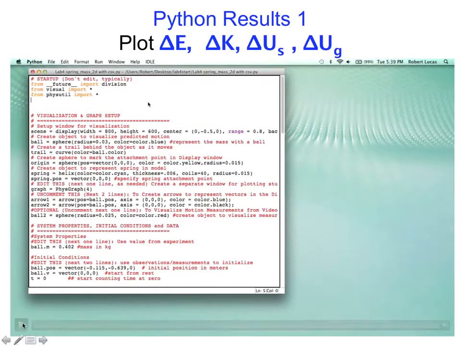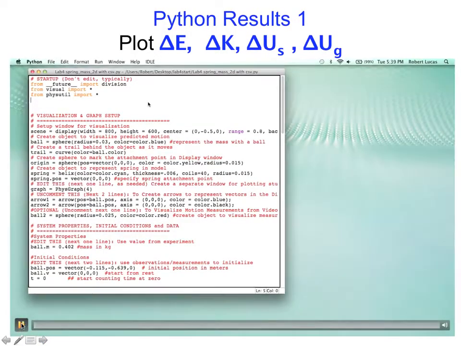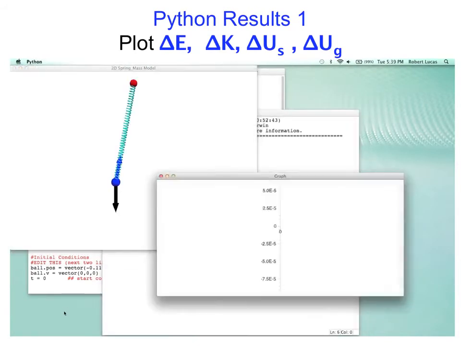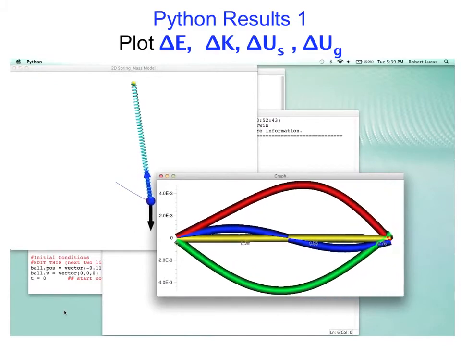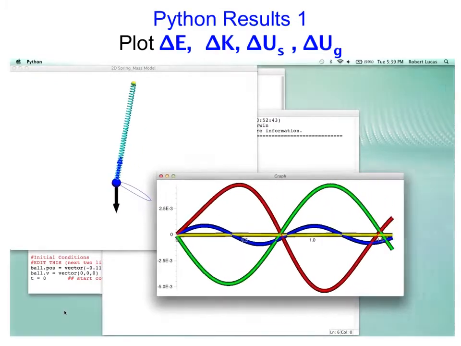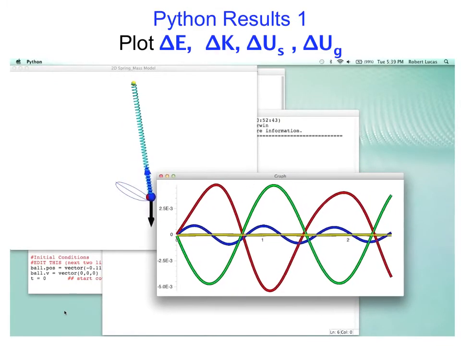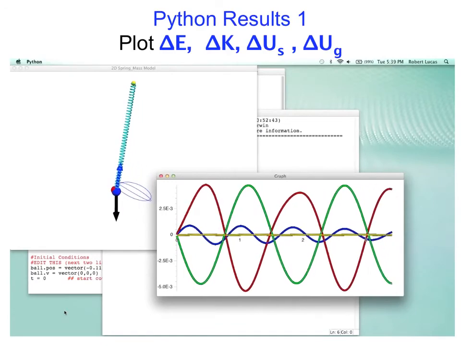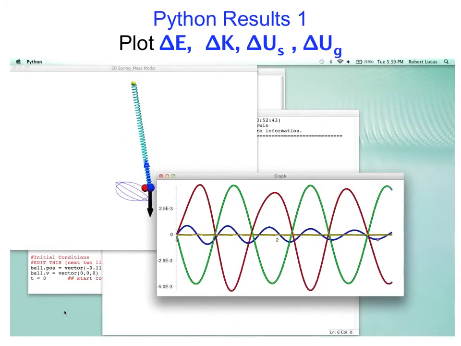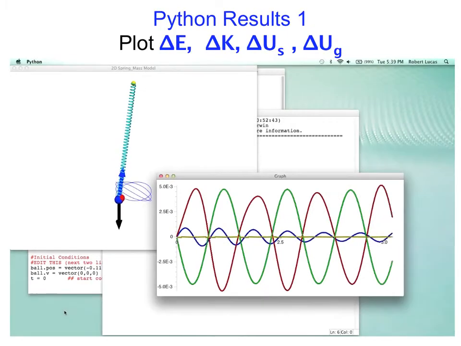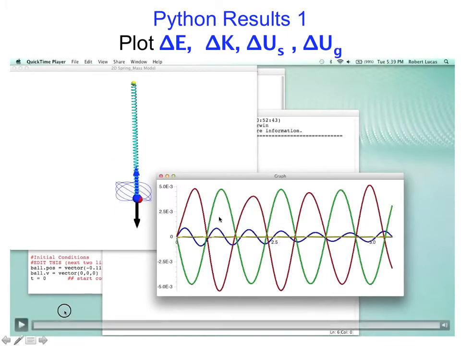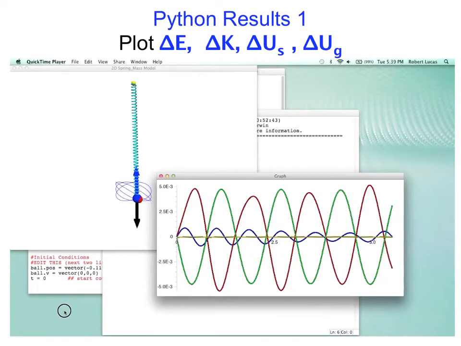Okay, this is the Python results. And what we see here is the total energy change, which is the yellow line, is indeed zero. That means the sum of the gravitational potential energy, the potential energy of the spring, and the kinetic energy sum to be zero.